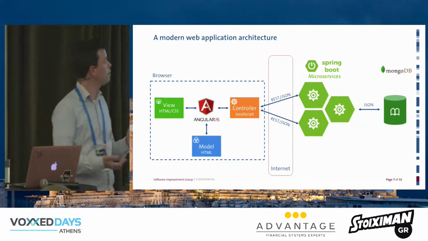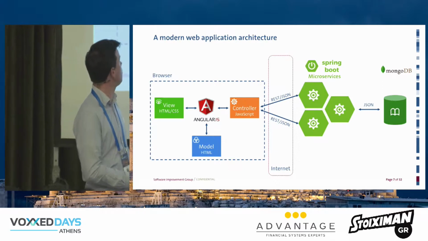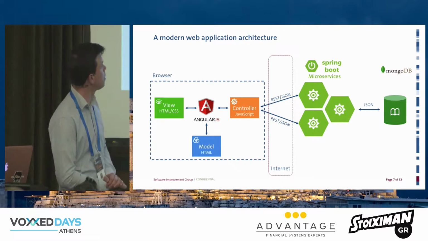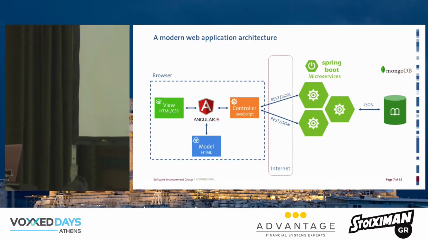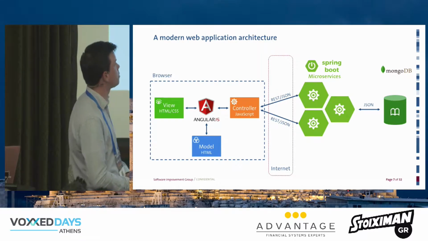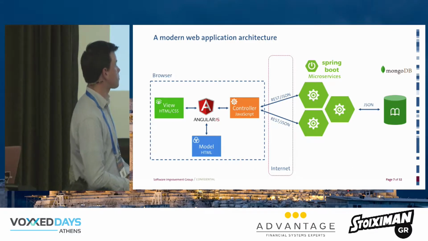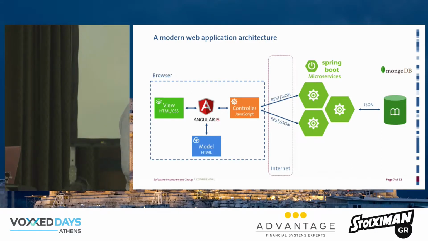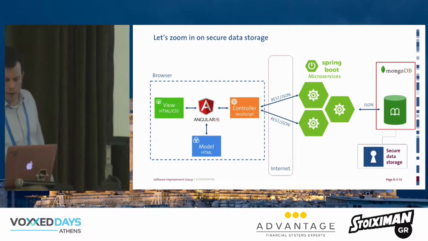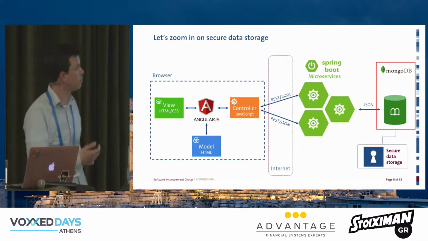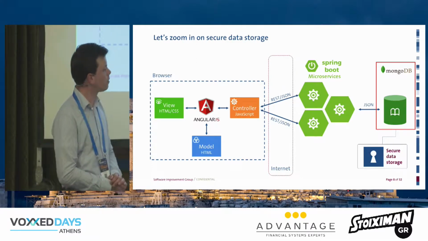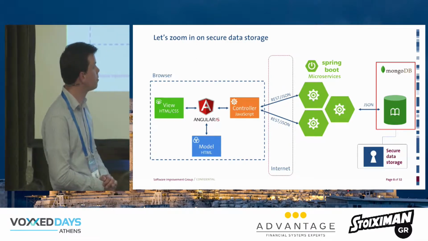So this is an architecture of a modern web application. You have an Angular front end with a model, view, and controller. You have a back end which consists of Spring Boot microservices, a REST API, and then MongoDB that is used to store the state of your application. So let's first look at secure data storage. What are the typical pitfalls, issues, and challenges that arise when storing data in MongoDB securely?